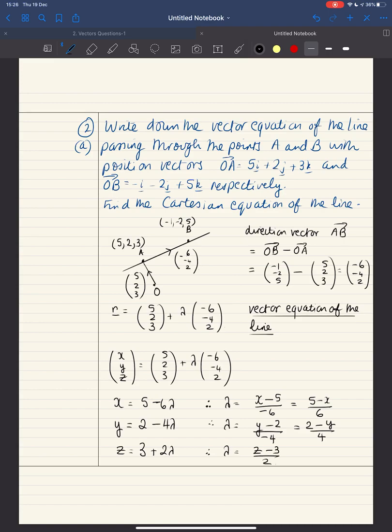So for the Cartesian equation of the line, because lambda equals this, and lambda also equals this, therefore this equals this equals this. So we can say therefore 5 minus x over 6 is 2 minus y over 4, which is z minus 3 over 2. And that's called the Cartesian equation of the line.